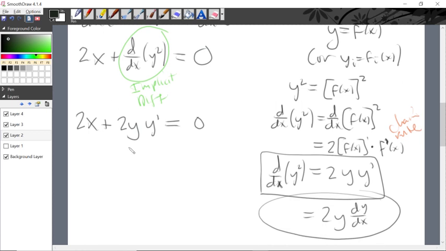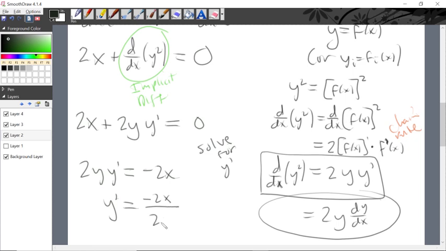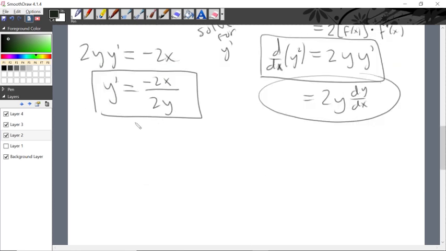Now we have an equation that we can solve algebraically for y prime. Okay, let's solve for y prime. Or dy dx. You could also use dy dx in place of y prime. So how do you solve this for y prime? Treat y prime as a variable now. So I have 2y y prime is equal to negative 2x, and then divide by 2y, we get y prime is equal to negative 2x over 2y. And there's our y prime. There's our formula for the derivative, for the slope of the tangent line.